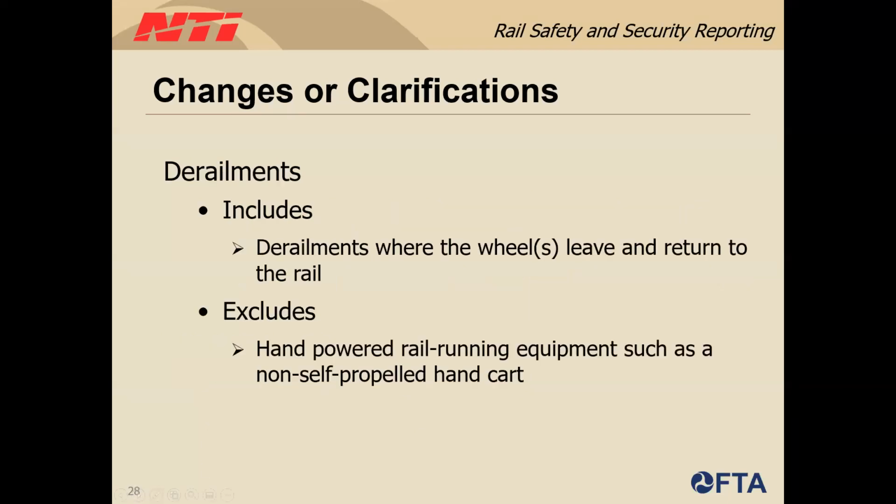We have also made some clarifications for derailments. Derailments include situations where the wheel or wheels leave and return to the rail and excludes hand-powered rail equipment. Again, these were implied before, but are now clearly included in the manual.